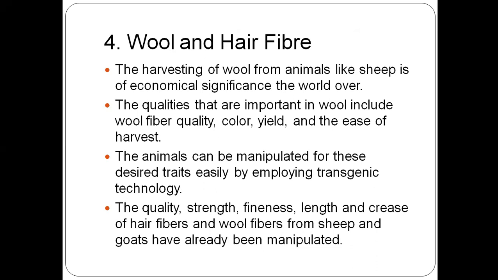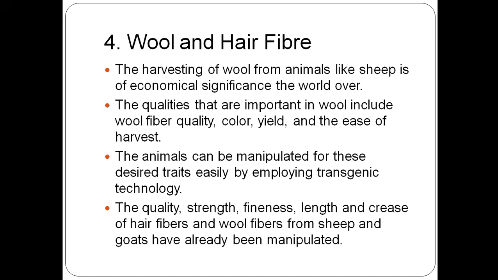And next is woolen hair fiber. You know the wool you get particularly from sheep, and the hair and fiber maybe from other animals like some goat breeds and some sheep breeds. The harvesting of wool from animals like sheep is of economic significance the world over. The qualities that are important in wool include fiber quality, color, yield, and ease of harvest. The animals can be manipulated for these desired traits easily by employing transgenic techniques. Okay, so the wool fiber quality can be modified through the transgene, color can be modified, yield can be increased, and the ease of harvest also could be improved by employing this transgenic technology.